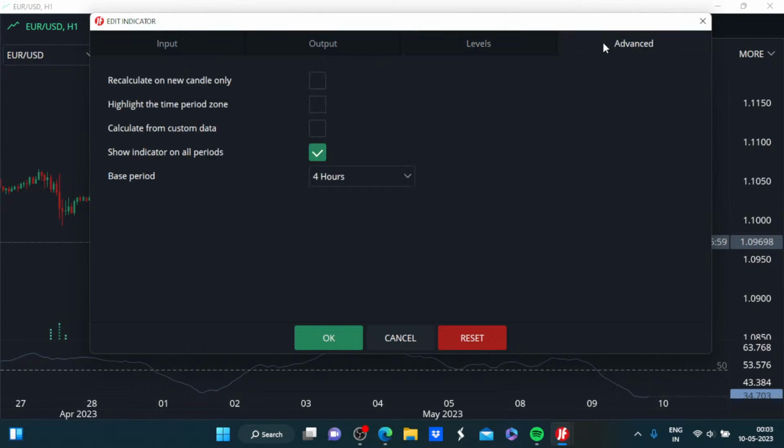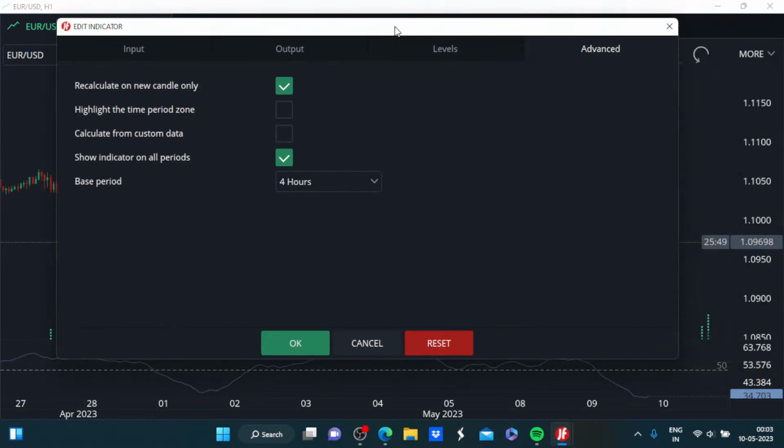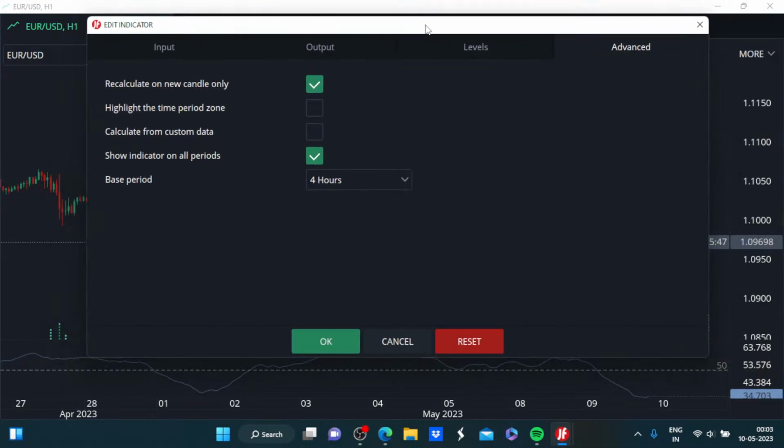Going for the advanced editing option, we calculate a new candle only. When the new candle takes shape on the chart, we will have this output value fixed, and it will change only when the new candle is plotted. Highlight the time period zone, whatever is your smoothing period type, it will be highlighted.